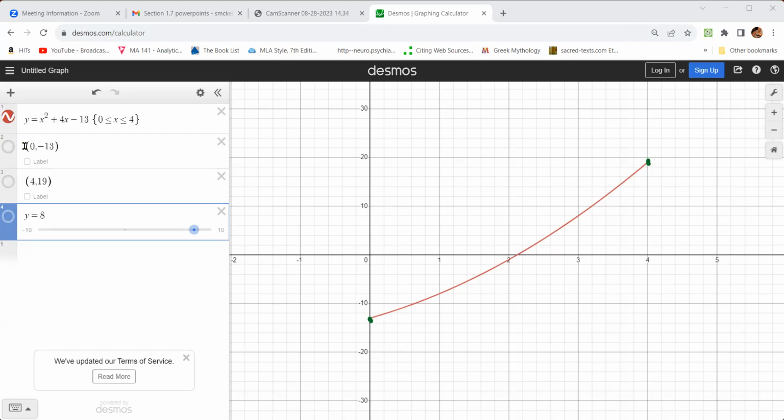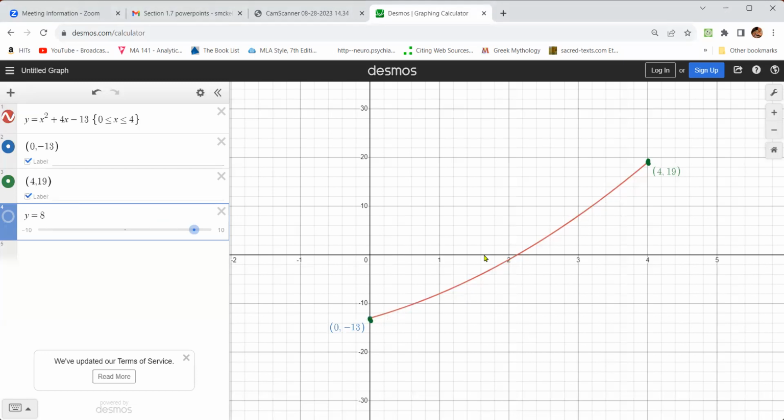Trying to turn this on and it's not cooperating with me, but there we go. There's my point, there's my label there. There's 0, negative 13, right? And I did the same thing for 4, so I ended up at 4 and 19, okay? Are you okay there? All right, now, so that's the setup. We're clear with the setup?